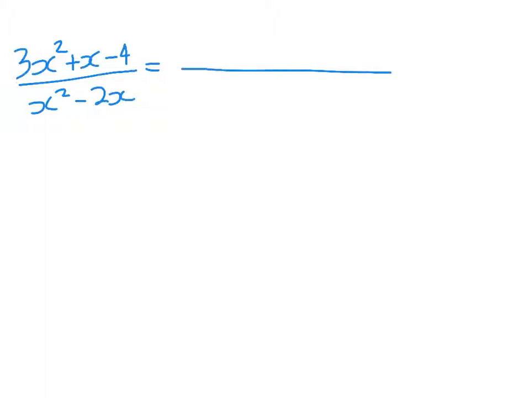Okay, so we've got 3x squared plus x minus 4 over x squared minus 2x. We want to get the constant factor out first. So we're going to rewrite it like this: 3 times x squared minus 2x. What we're doing here is generating a factor of x squared minus 2x on that one there. So we're going to try and get a 3.